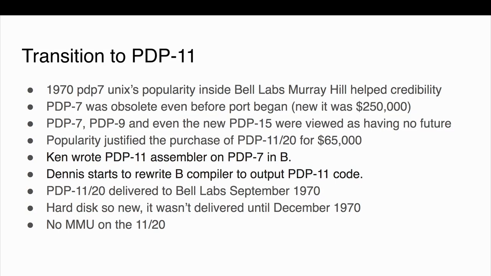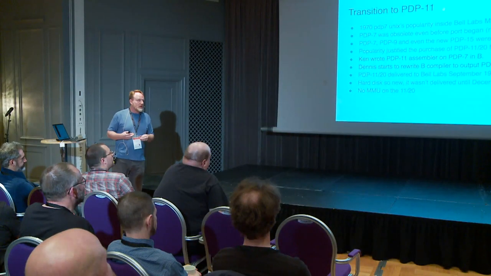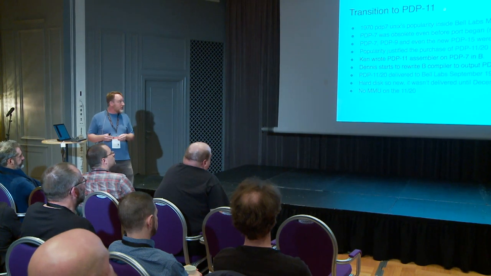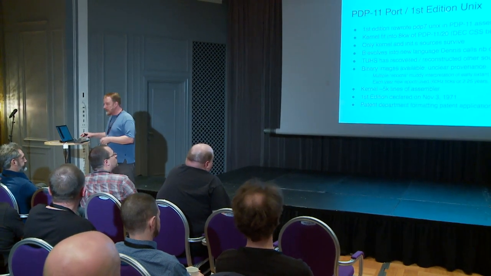$65,000 machine. While they were waiting for this machine to be delivered, Ken wrote a PDP-11 assembler in B on the PDP-7, and Dennis started to retarget the B compiler to produce PDP-11 opcode. This is an early PDP-11/20. It didn't have an MMU, it was a very simple machine, just had 8 kilowords of memory, a very basic machine.